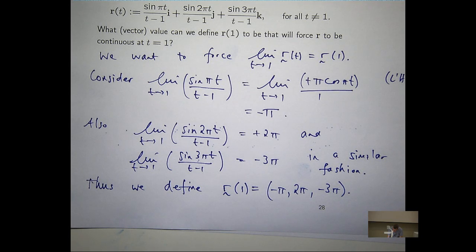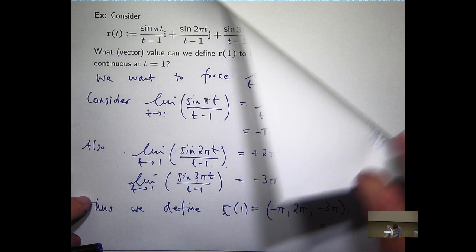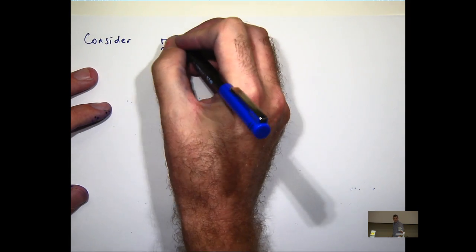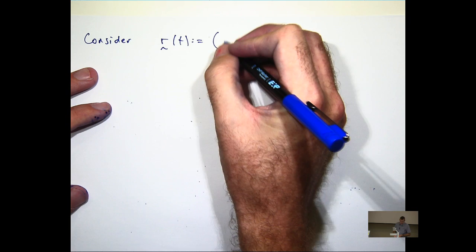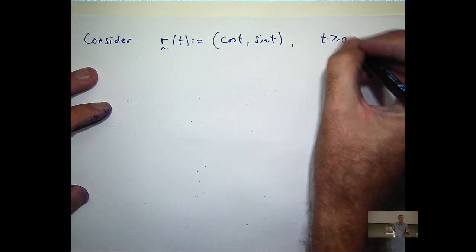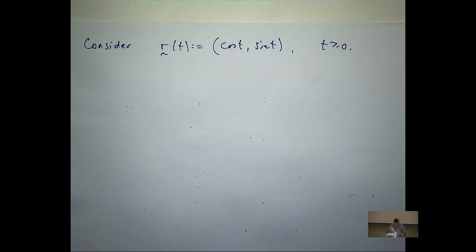Okay, well, we've already seen a limit that doesn't exist. Let's just explore that in a different way. So here's something that I just want you to consider. This isn't in your notes. You don't have to copy it down, but I'm just defining a vector function here.